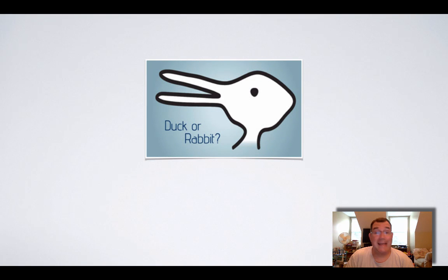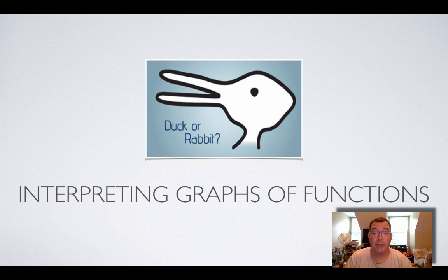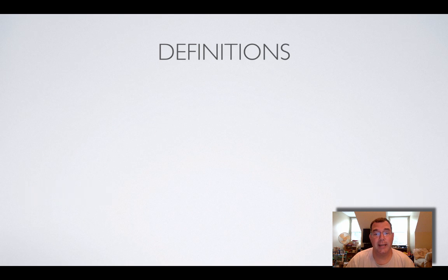All right, we are on the last section, the last lesson of the first chapter, and we are going to talk about interpreting graphs of functions. So let's go ahead and talk about some definitions first.